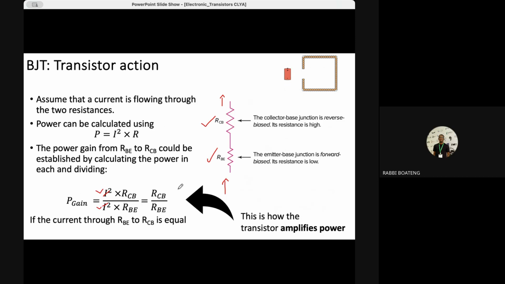Don't complicate what we do here. What we are explaining here is power gain. Is that okay? And we are just relating the resistance that we have at each junction. We have two junctions in the transistor. We have a junction that comprises the base and the emitter. We have another junction that comprises the base and the collector.